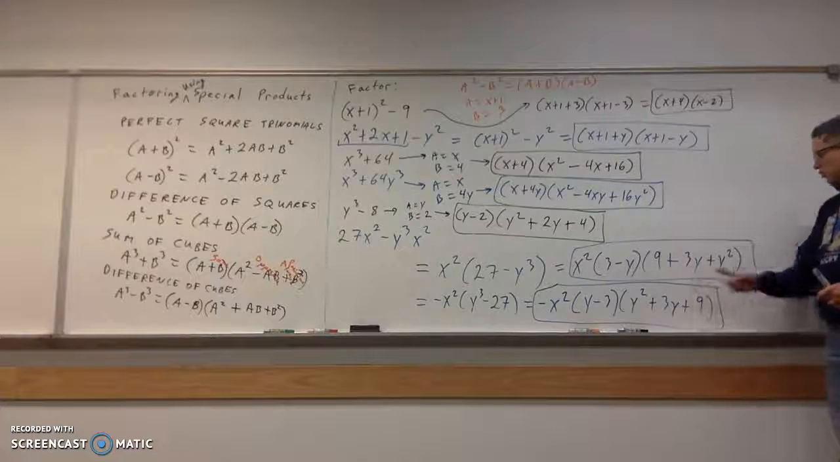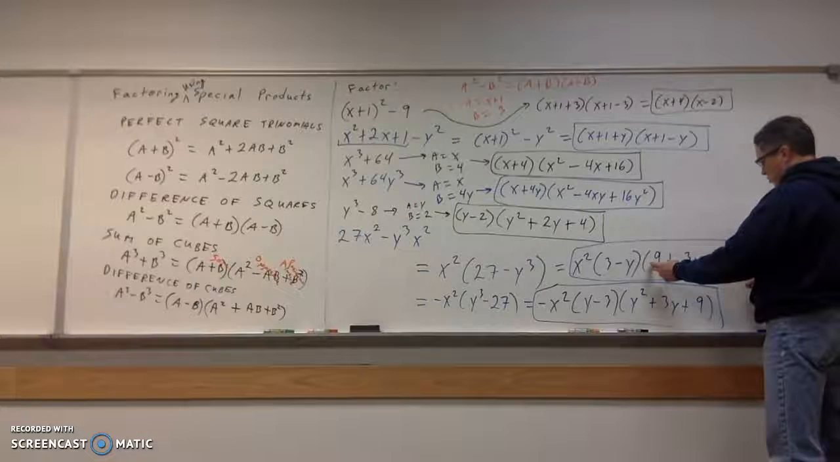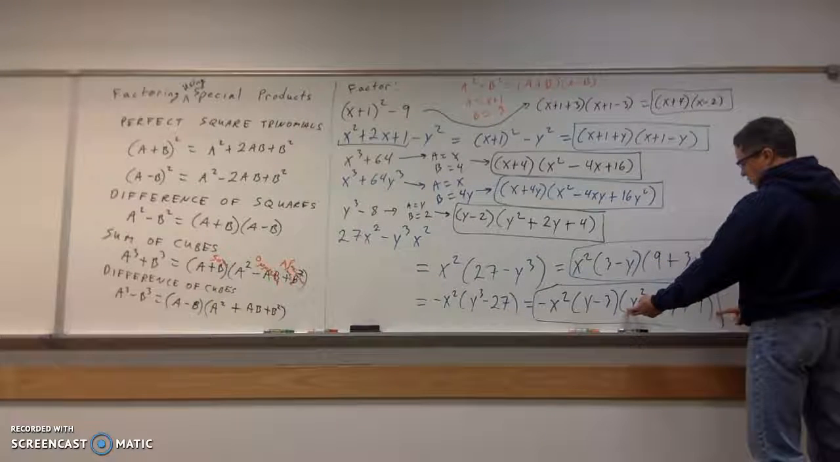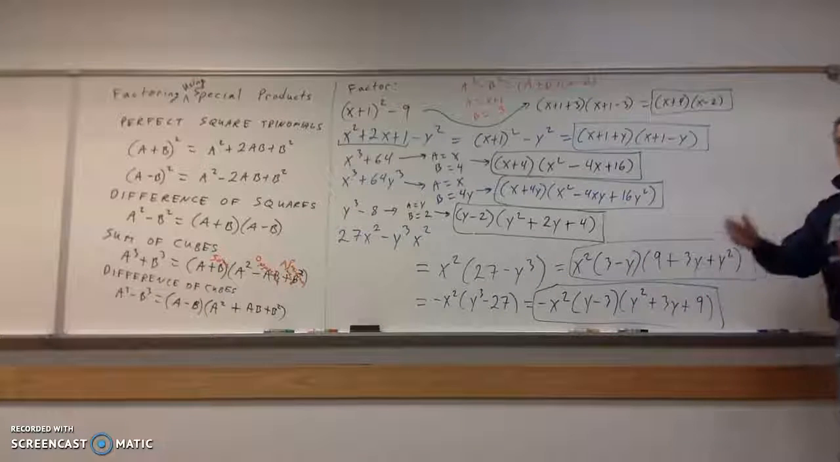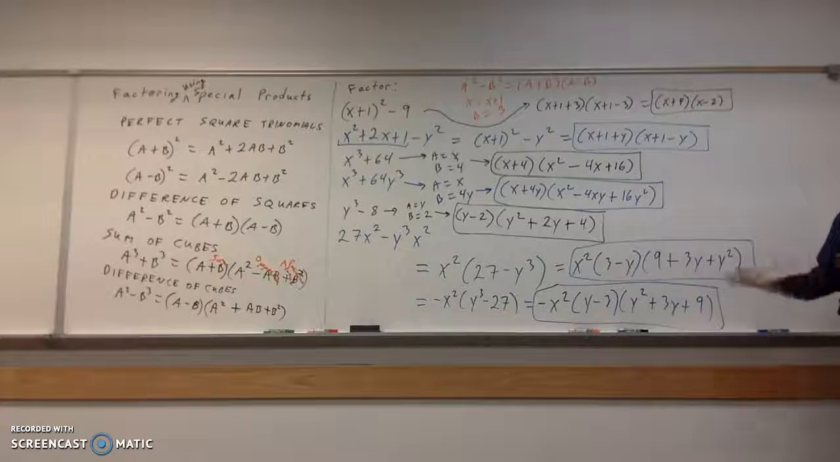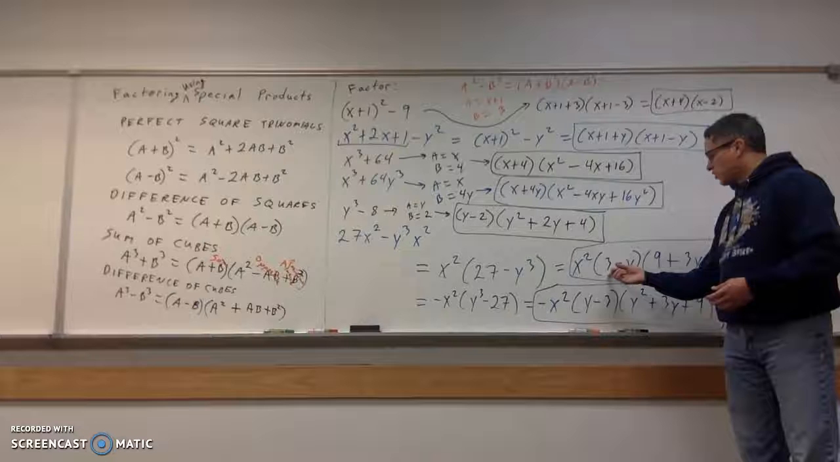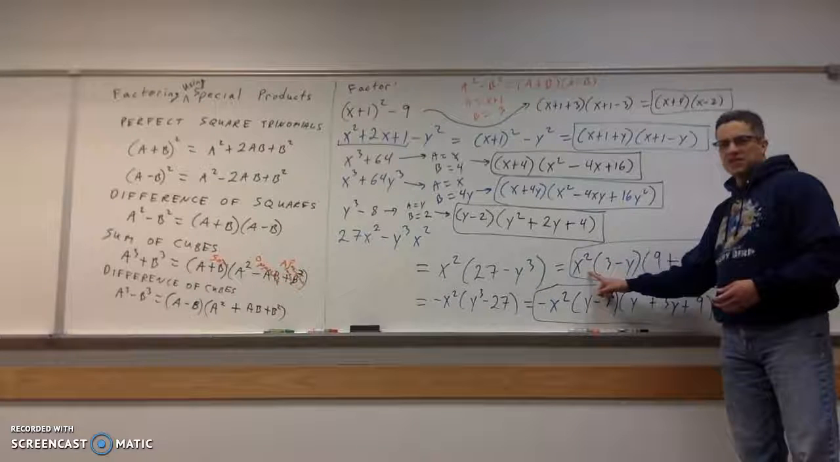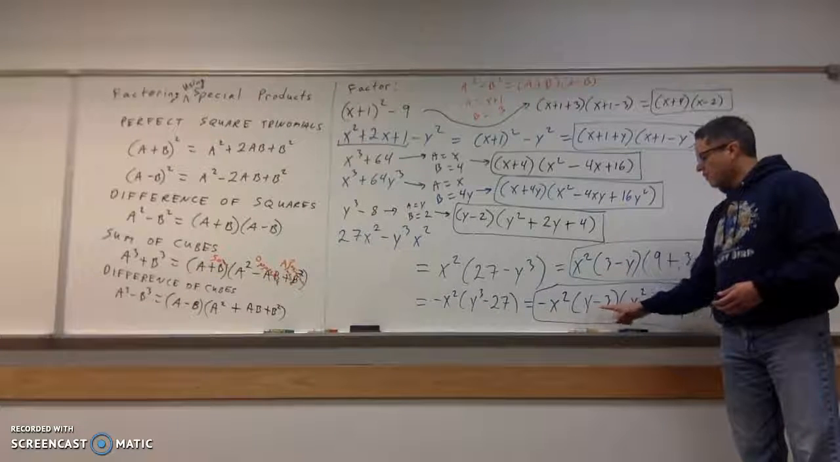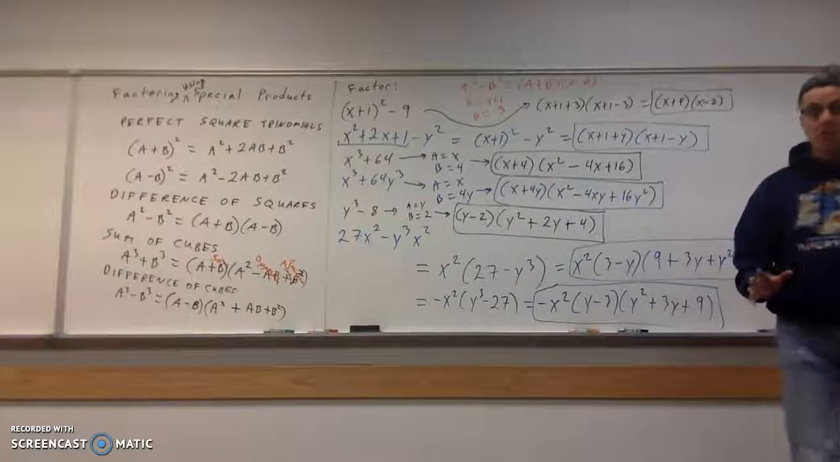Compare this answer to the one right above it. This 9 plus 3y plus y squared, compare that to the y squared plus 3y plus 9. They're the same thing. I just used the commutative property and rearranged things, but the signs are all there. It's the binomial that's different. This had 3 minus y, but then a positive x squared out in front. Here I've got y minus 3 with a negative x squared out in front. But they're equivalent statements.